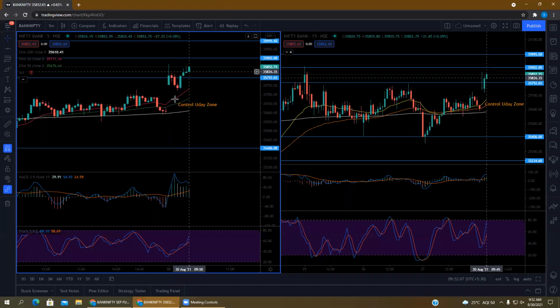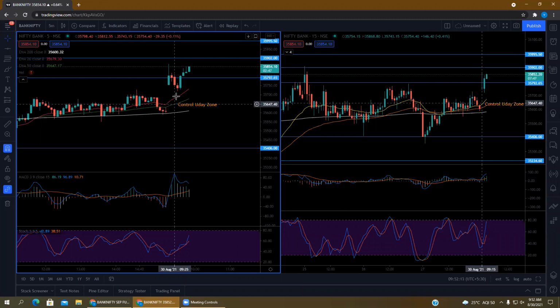So on the downside, I was looking for a down move till here, some in this range. And then, yes, gap filling. And then I was looking for an up move.